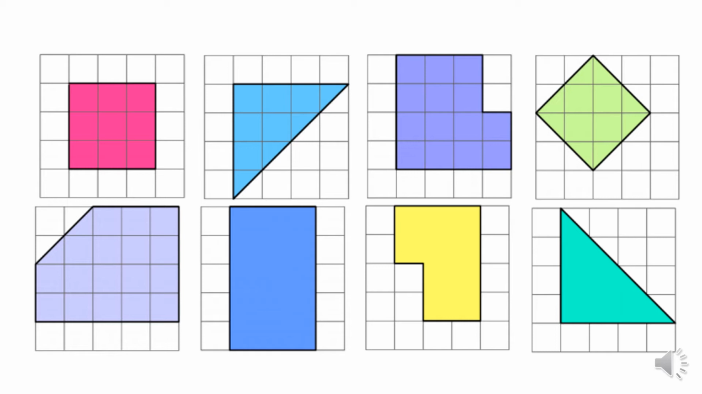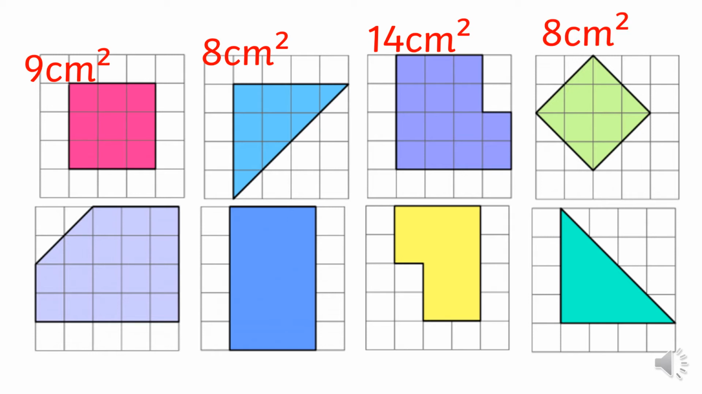Right, I'm going to go through the answers for these now. So the pink one, there are 9 squares, so the answer to that is 9 centimetres squared. Moving on to the blue triangle to the right, that's the same one as I showed you earlier, and there are 8 centimetre squares. Moving on to the right of that, the shape that looks like an L is 14 centimetres squared. The green square to the left of that, so that's counting the half squares as well, so there's 4 in the middle and there's 8 around the side, so there is 8 centimetres squared.